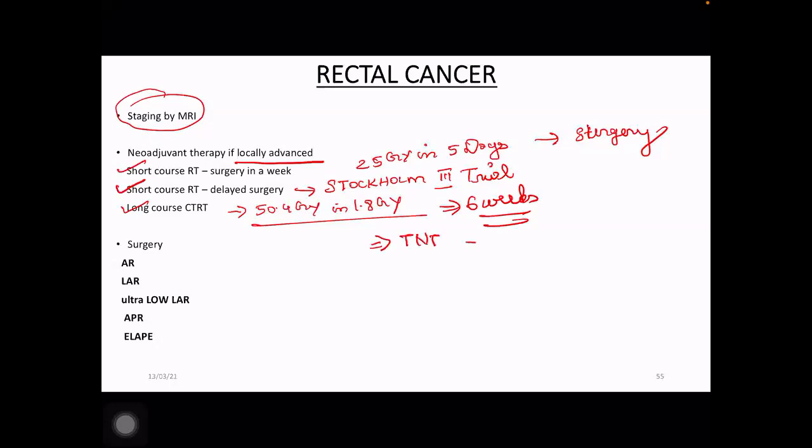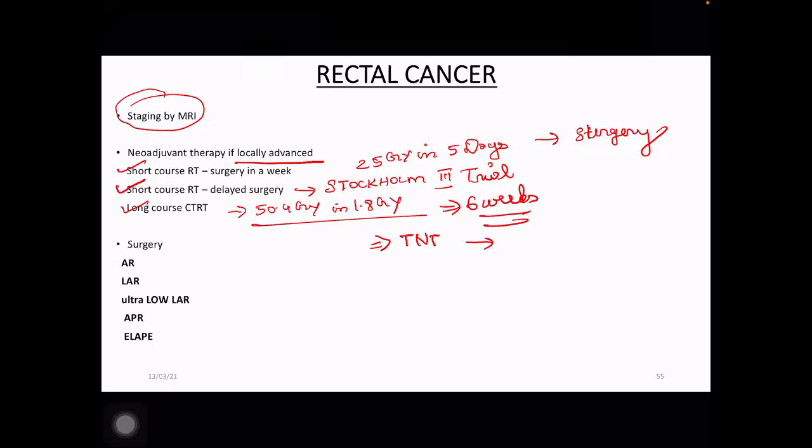What is the TNT concept? You do everything before the surgery. What they found was that if you give chemotherapy after surgery, the time taken for the patient to get the chemotherapy is very much prolonged. After the diagnosis of the tumor, to start the chemotherapy, it almost takes 4 months.